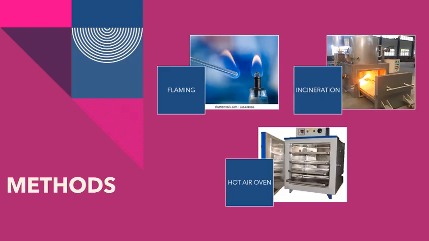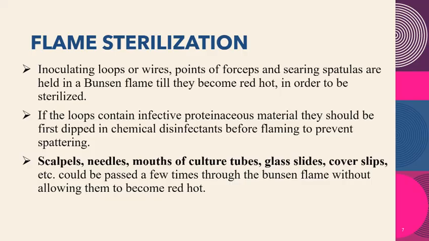So, flame sterilization. In this, the objects are directly passed through a flame, usually a Bunsen burner, which burns and oxidizes microorganisms completely. The instruments used here are inoculating loops or wires, points of forceps, scalpels, needles, mouths of culture tubes, cover slips, glass slides, etc.